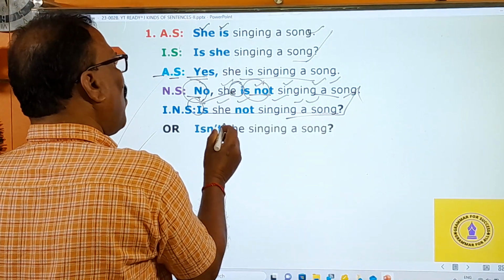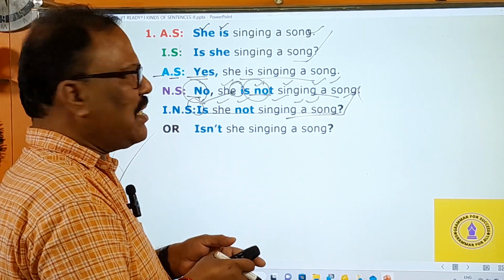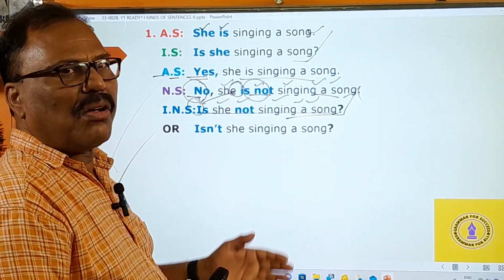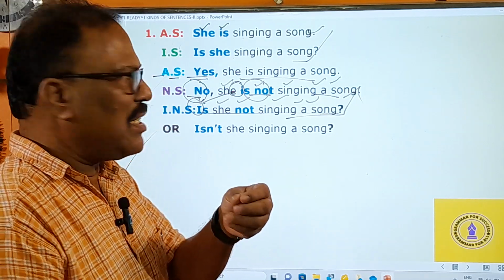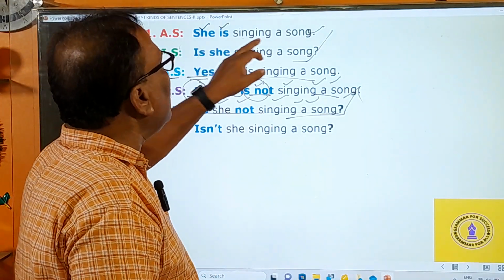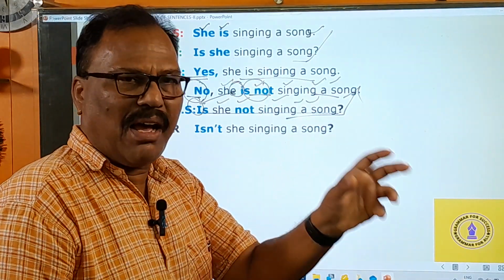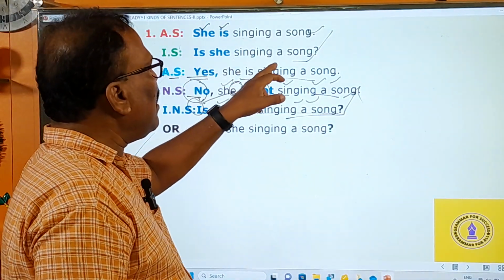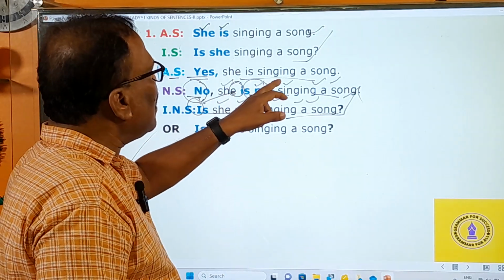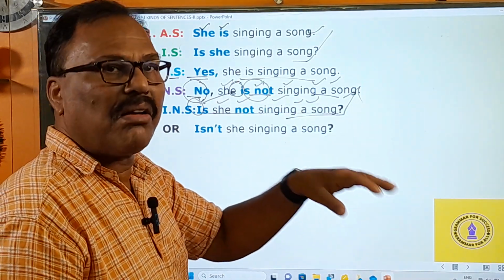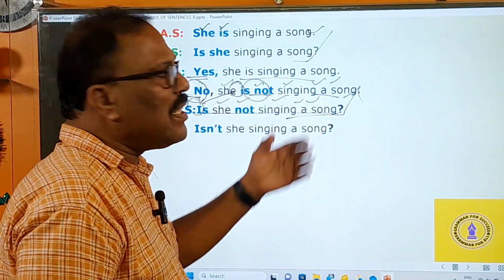And if you want to, the more you practice these sentences, she is singing a song. In Hindi, I can say, somewhat carefully, she is singing a song. Right. Is she singing a song? Yes, she is singing a song. Okay. No, she is not singing a song.